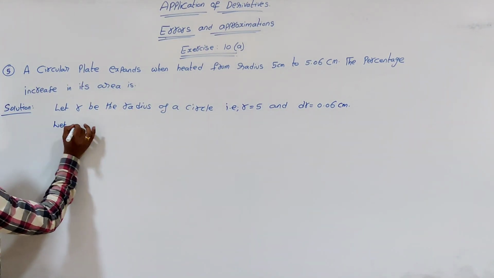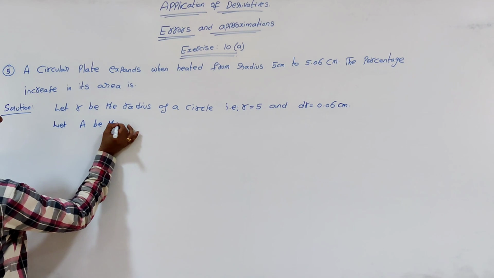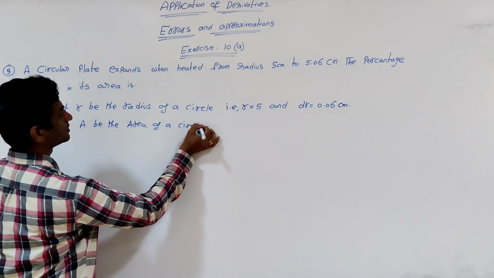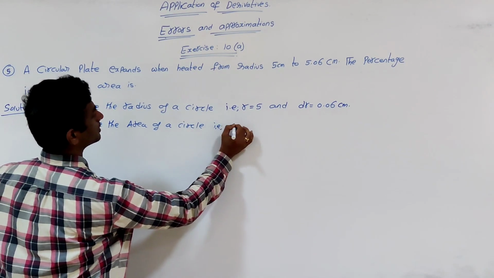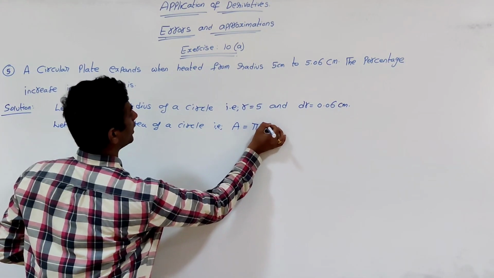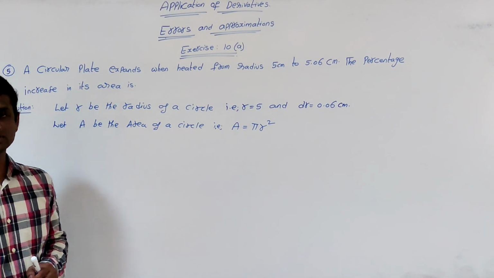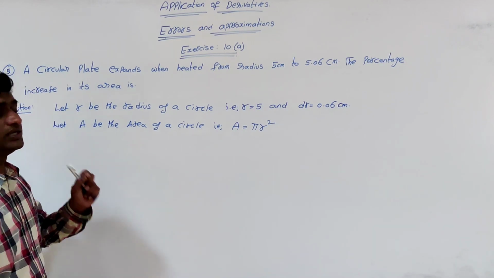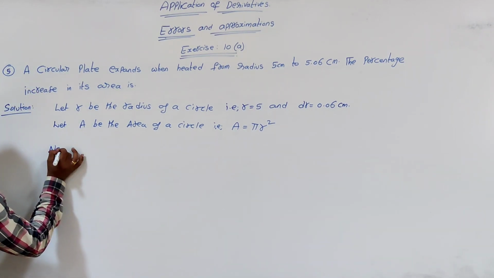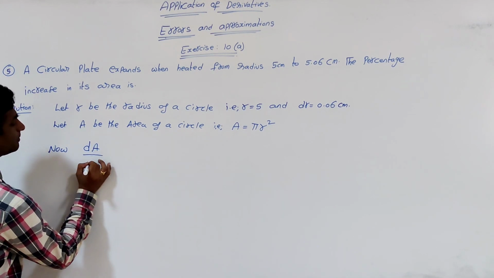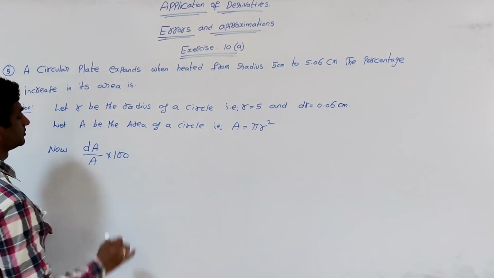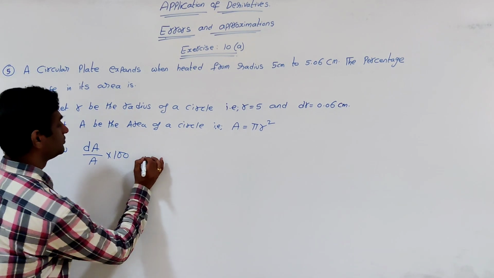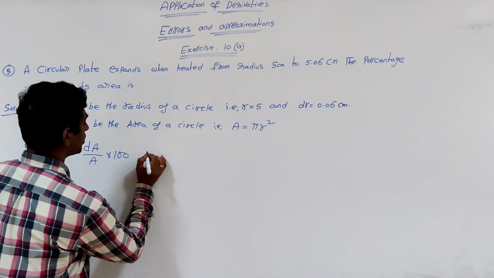Let A be the area of a circle, that is A is equal to pi r square, the area of a circle. But what we require is the percentage increase in its area. Now it is asking to find dA by A into 100. That is the percentage error in its area. What is dA? Okay, approximately.